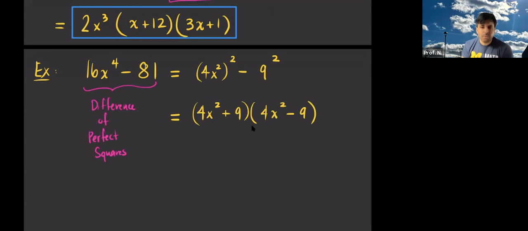And now the question is, can I go further? Is it possible to apply a factorization technique once more? Well, 4x squared plus 9, that's a sum of perfect squares, and there is no factorization for that. But if you look at the rightmost term, a binomial, 4x squared minus 9, what is this also? This is also a difference of perfect squares. So for this example, I did difference of perfect squares. Then the result of that also has a difference of perfect squares within it.